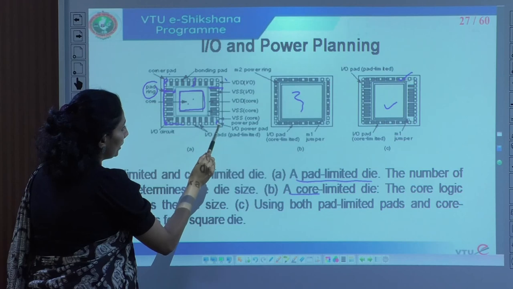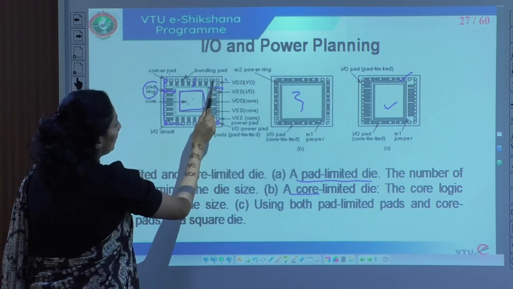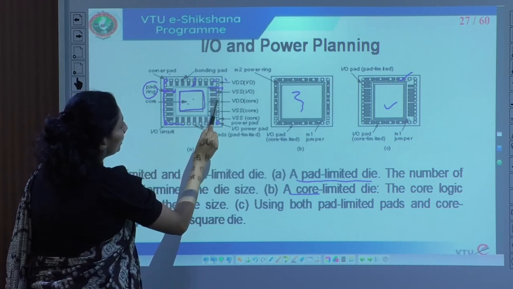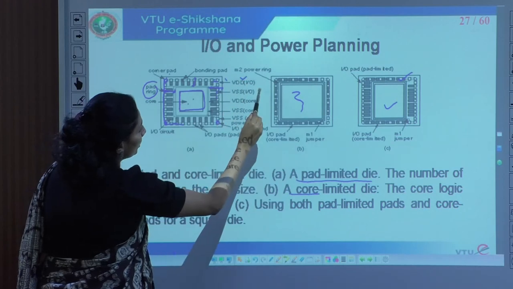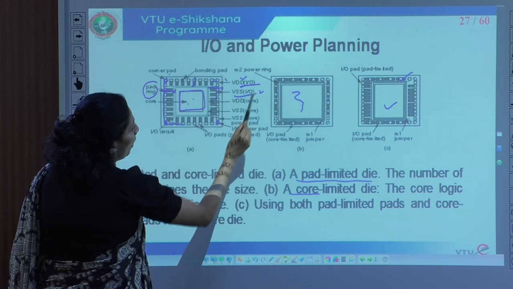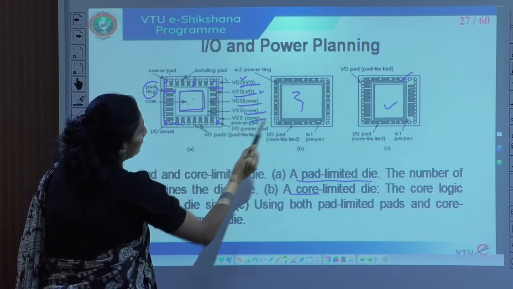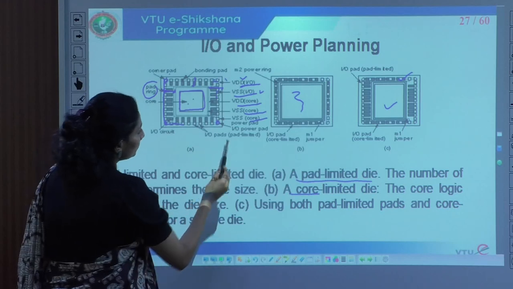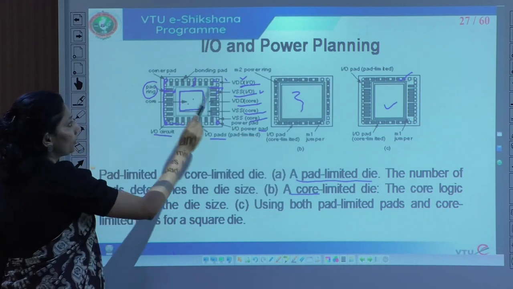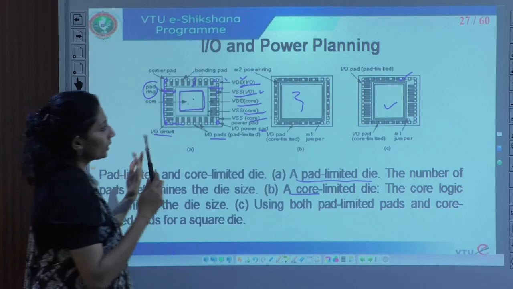It is I/O circuit only at the corner. Then in the I/O, there are rooms for routing VDD and VSS, that is also given. VSS out, VDD to core, VDD to core. So it can have multiple ground references, I/O power pads, I/O pads, the I/O circuit, everything put together. You will have an I/O pad. And the core anyway is logic blocks.